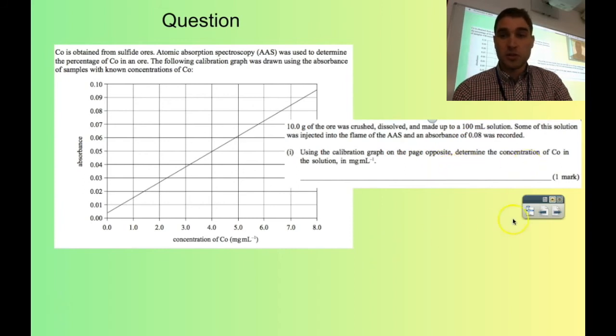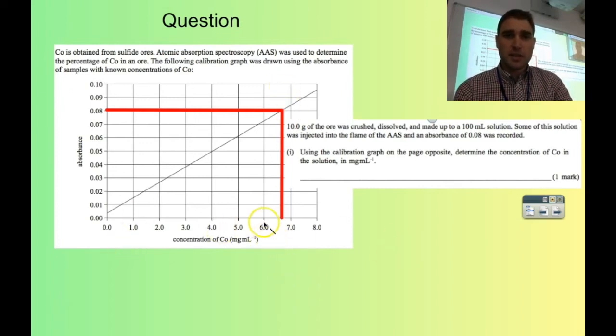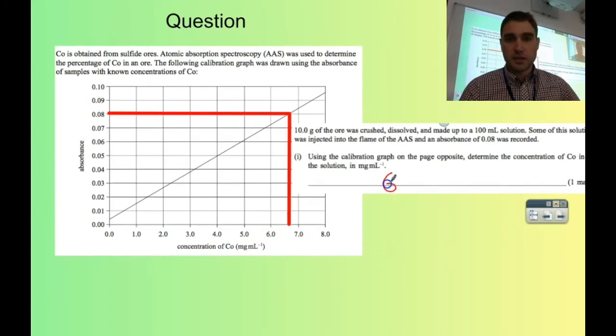Determine the concentration of cobalt. We're going to find the concentration by using the calibration graph. The absorbance is 0.08, so I'm going to draw a line from 0.08 across until I cut the curve, and there we go. Then we need to figure out what the concentration is, so I'm going to draw a line from there down. We can see that it cuts the line at around 6.7, so it's 6.7 milligrams per mil. The unit is milligrams per mil.